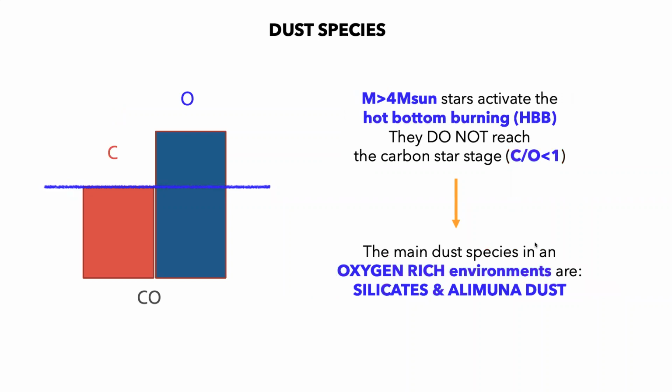While this is not always true, in particular for the more massive stars. Above more or less 4 solar masses, we have a phenomenon called hot bottom burning, because these massive AGB stars reach a high temperature at the base of the convective envelope, higher than 30-40 million Kelvin, that activates a proton capture nucleosynthesis that burns the carbon that would eventually have been mixed into the envelope. So the hot bottom burning prevents the carbon star stage during the life of the more massive AGB stars. So in this case, we have an oxygen-rich environment, and in this circumstellar envelope, we form mainly silicates and alumina dust.